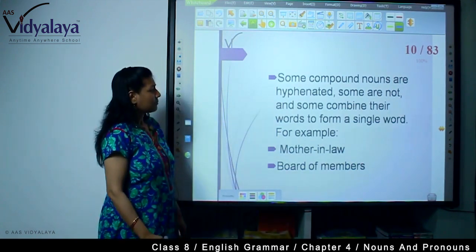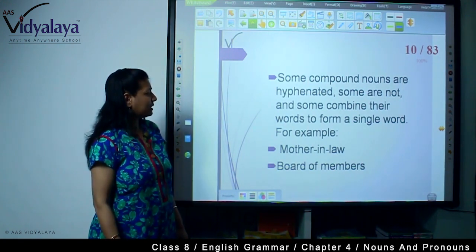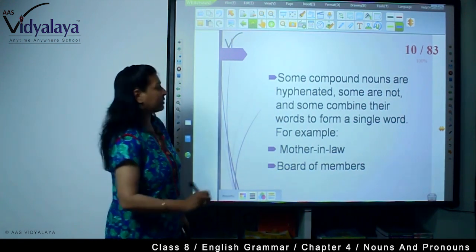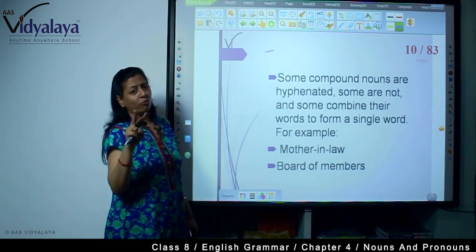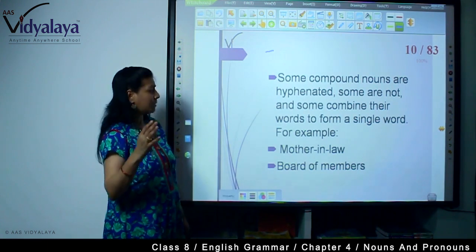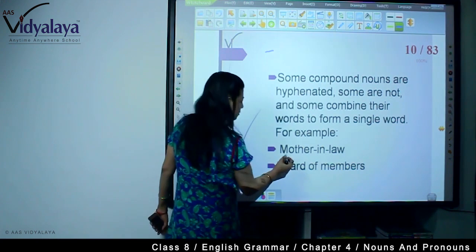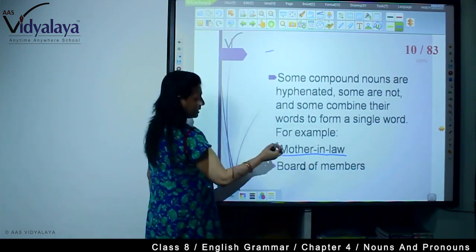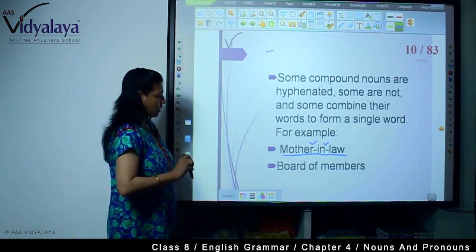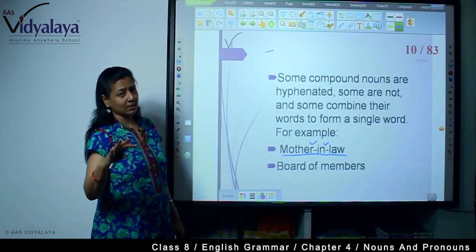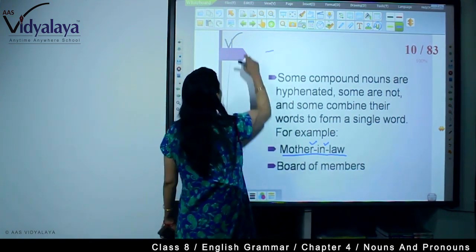Some compound nouns are hyphenated, some are not, and some combine their words to form a single word. Hyphenated, you will have to put a hyphen in between two words. So some are like that, but some we write as a single word. For example, here you are seeing mother-in-law. See, there is a hyphen, mother hyphen in hyphen law. But board of members, it's together, you have written board of members.